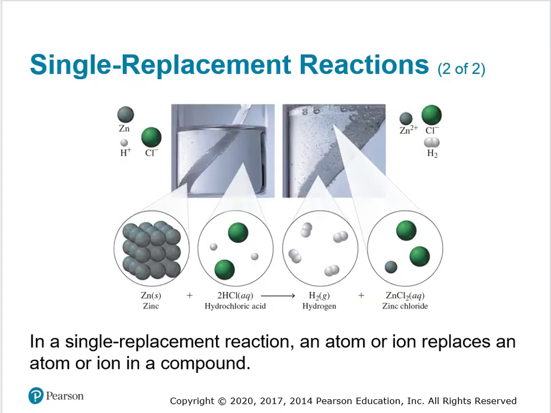At the atomic level, we can see that we have zinc plus hydrochloric acid, HCl, and it's going to rearrange these bonds. The zinc is going to kick out the H, leaving hydrogen by itself. And then zinc, since it took H's spot, will be left with zinc chloride.